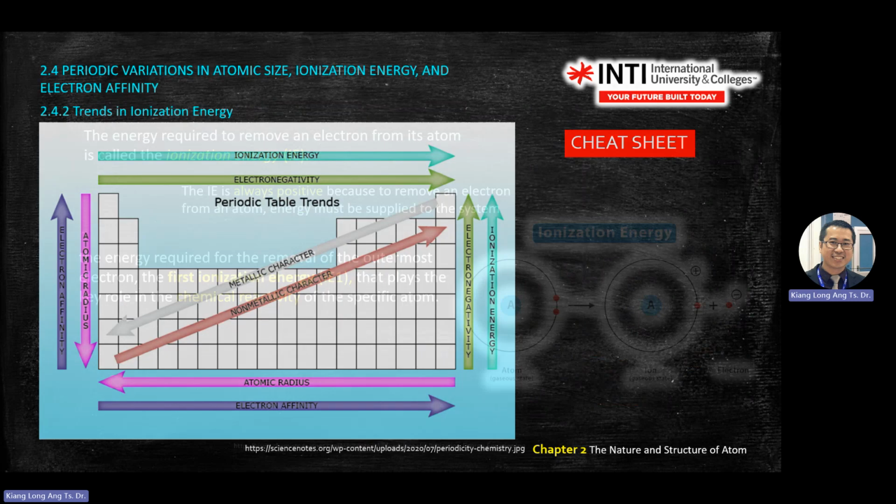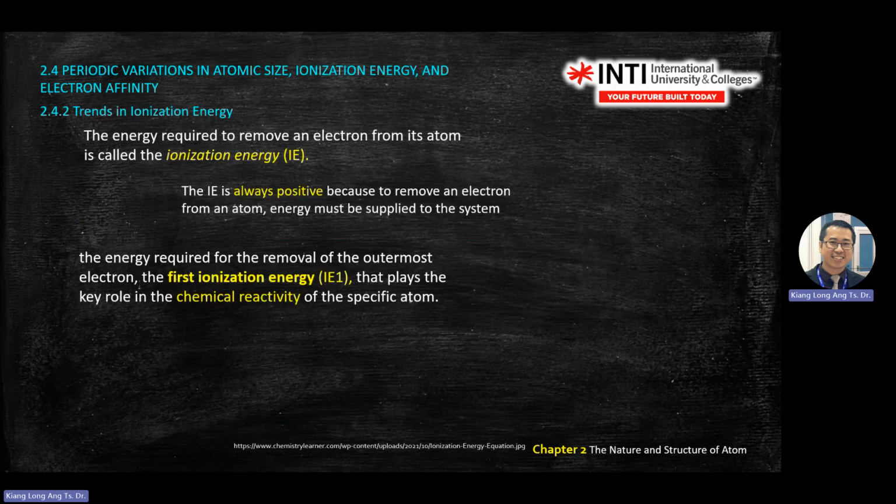Ionization energy. Ionization energy means throwing away the negative charge. Ionization energy is the energy required to remove an electron from its orbit. So what do you think? On the left hand side or right hand side is higher? Which side is higher? Right hand side, because the left hand side is easier.